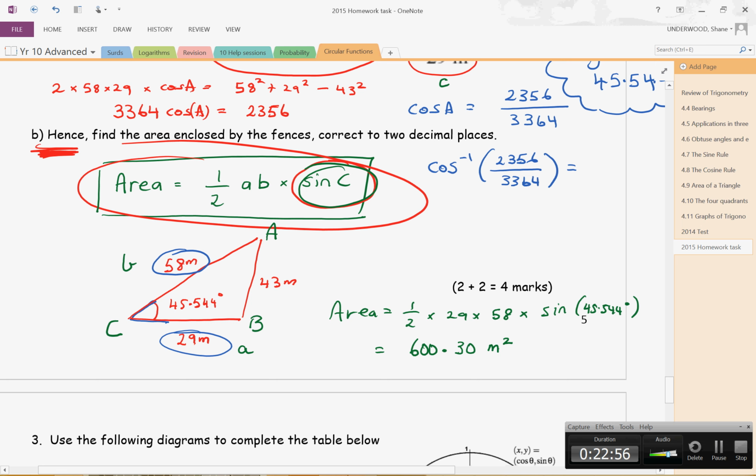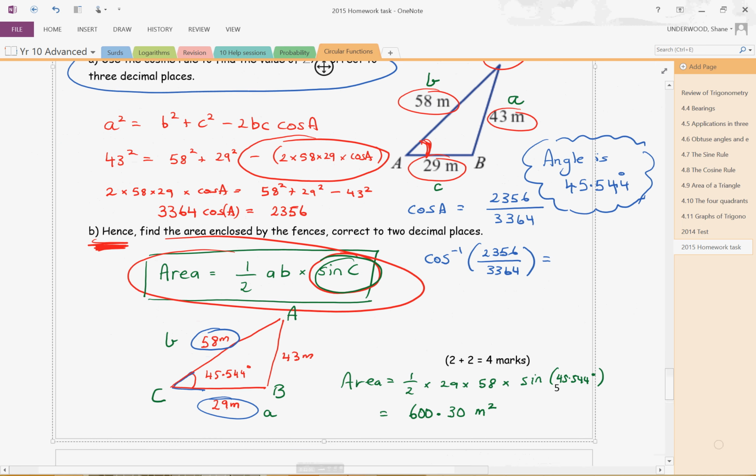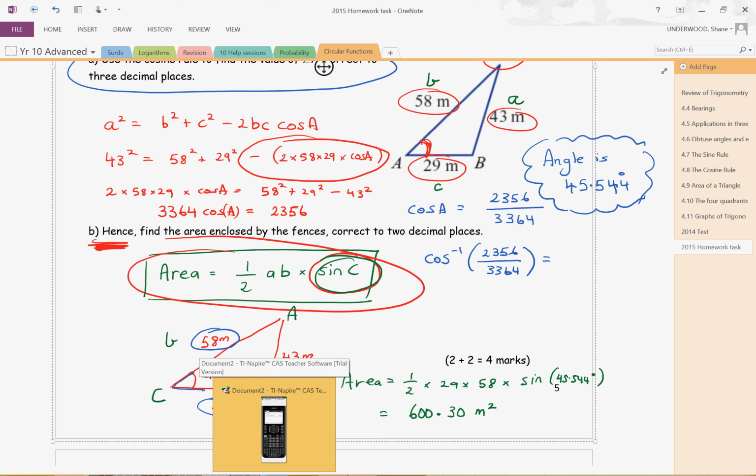Now, I'm just going to pause this here and ask how we're going with it. All right, I'm just going to stop there, and I hope you've learnt something about sine rule, cosine rule, and area of triangles.